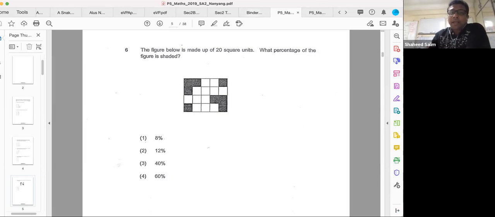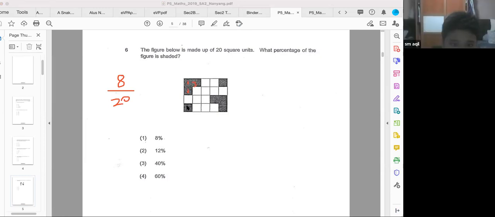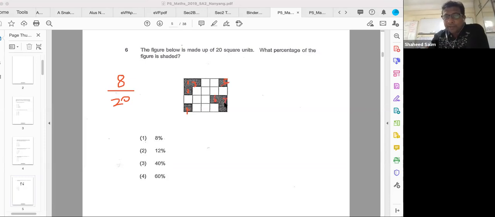So what is the fraction? Shafia also says 8. That means this is 8 out of 20. How do you know 8? We count now. There's 1, 2, 3, 4, 5, 6, 7, 8. So there's 8 out of how many? Shakil counted 20, which is correct.